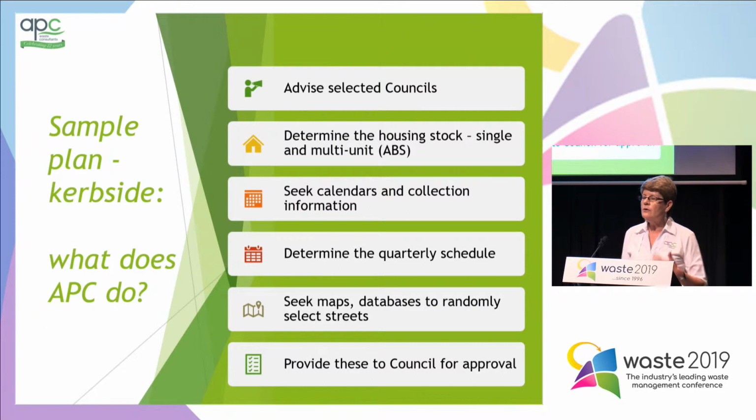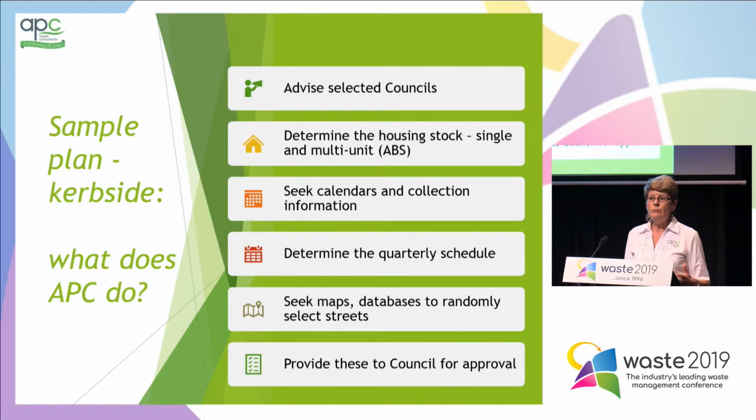We need your calendars, your maps, your databases. Some councils have got everything online, some have very little online. We need to randomly select streets. We then use the standard New South Wales EPA kerbside audit methodology: randomly select streets on the right day and then pick every second house that presents a recycling bin in that street. We determine a quarterly schedule.